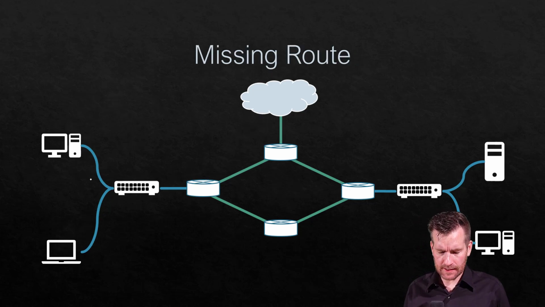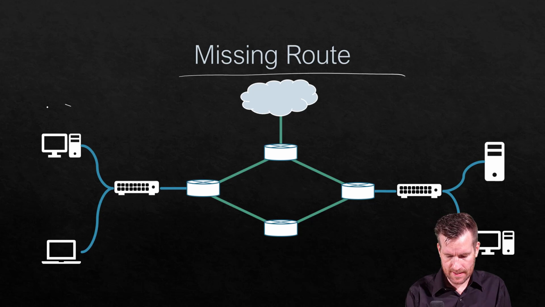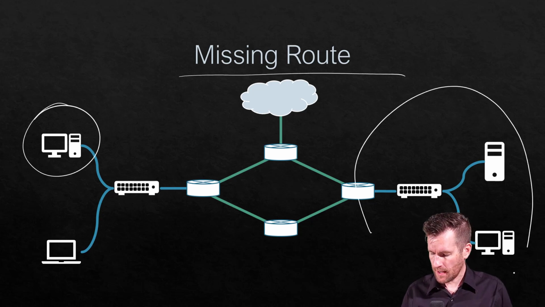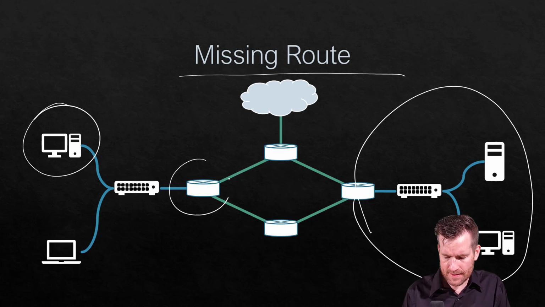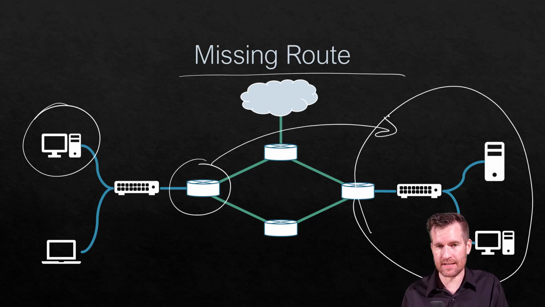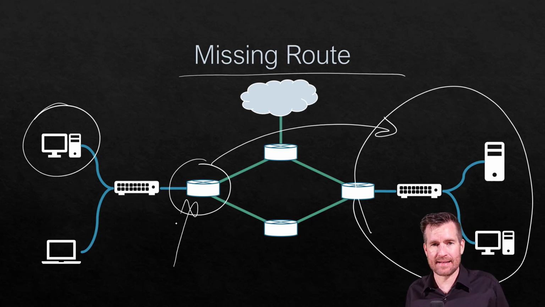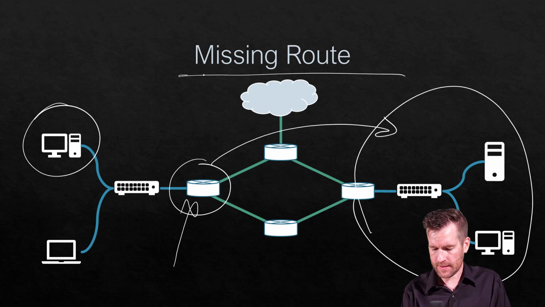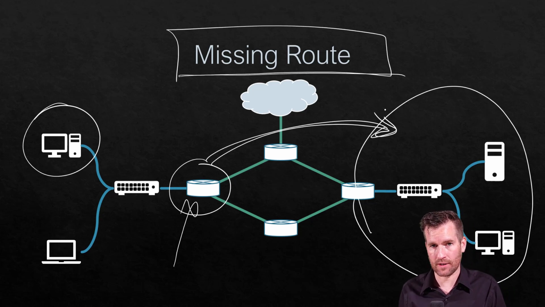Another thing that could be causing an issue is if there is some sort of missing route. For instance, let's say this device is trying to connect to a remote network and for some reason it's not able to do that. Well, perhaps this router is not aware of this network. So maybe it's statically assigned there, or maybe it's a dynamic routing protocol, but for some reason it's missing the route to get to this network.